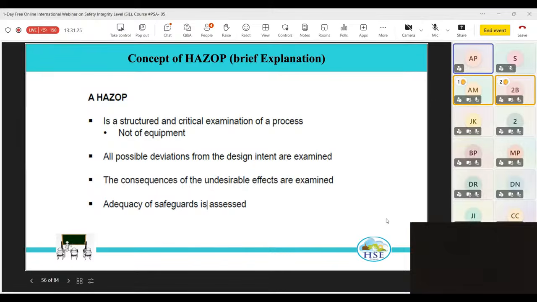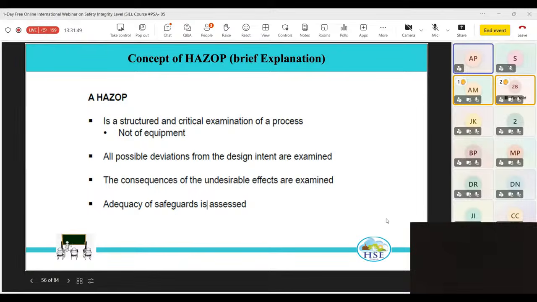This is the way we do structured analysis, and the international standard for HAZOP is IEC 61882, based on which it is carried out. It is a team exercise. All possible deviations from the design intent are examined.